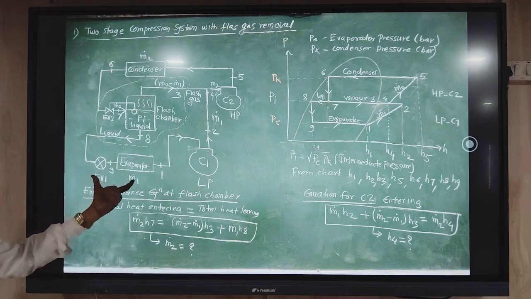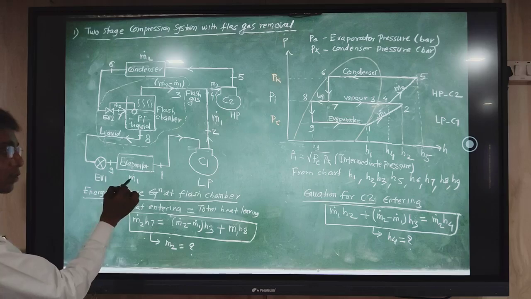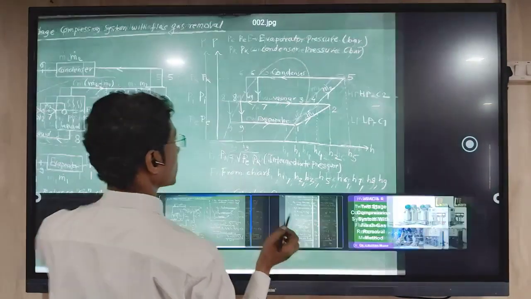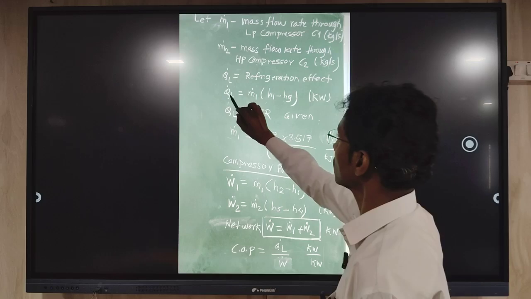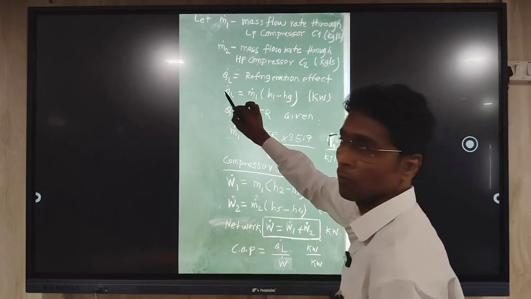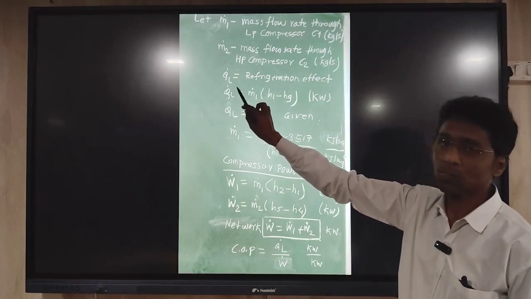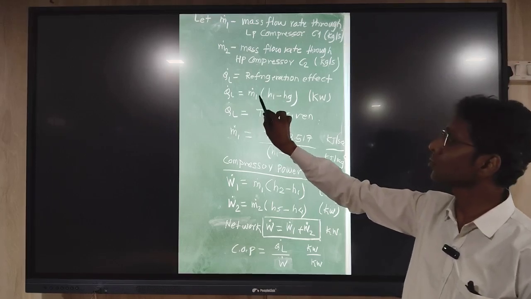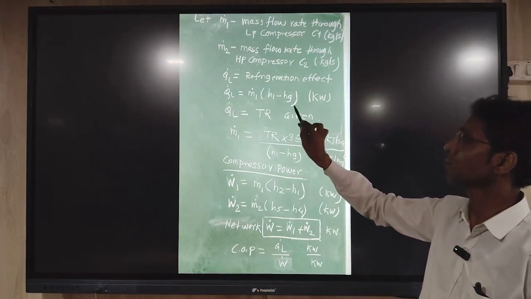So this cooling effect will be equal to what? Respective mass flow rate multiplied by enthalpy difference across the evaporator. So mass flow rate is what? M1 dot, and enthalpy difference will be H1 minus H9. So that is why, if you see the formula for the cooling effect, the notation we use for the cooling effect is Q dot L. Q dot is heat transfer rate, L means load, cooling load. So Q dot L is equal to mass flow rate M1 dot multiplied by (H1 minus H9).